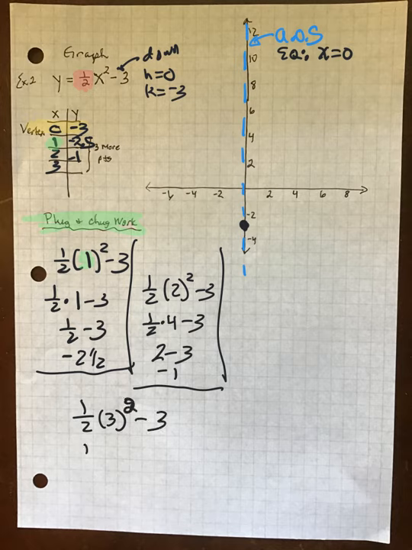And 3 squared is 9, right? Got to do exponents first. 1/2 of 9 is 4.5, right? 9 divided by 2. And 4.5 minus 3, decimals or fractions are fine, is 1.5.